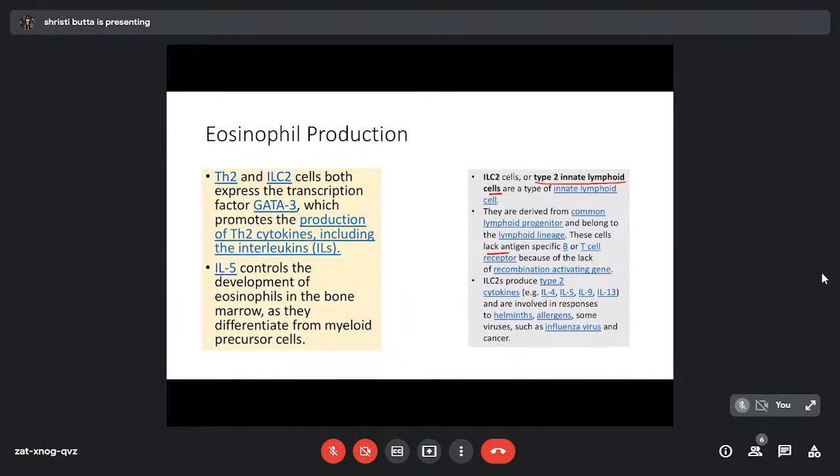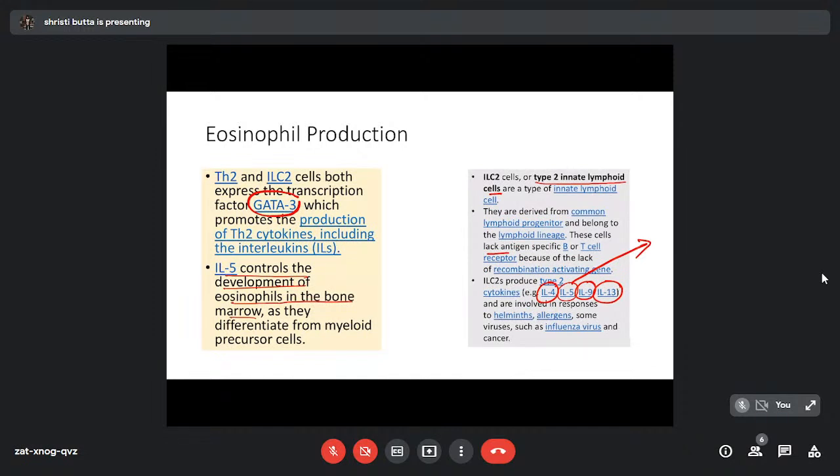The ILC2 produces type 2 cytokines like IL-4, 5, 9 and 13, of which IL-5 is very important because IL-5 controls the development of eosinophils in the bone marrow. So that is why it is very important. T helper 2 and ILC2 cells both express the transcription factor GATA3. Besides being a very important marker for urothelial carcinomas, let's come back to this. This is GATA3, which is being produced by T helper 2 cells and ILC2 cells.